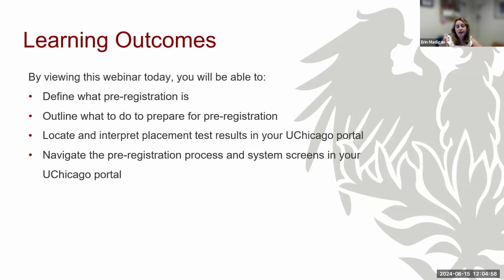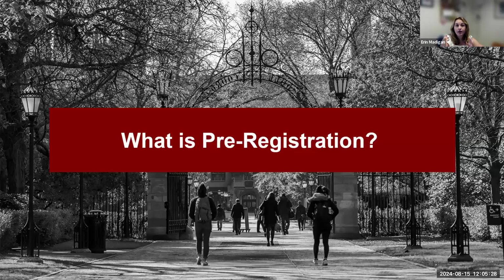Before we get started, I'm also going to cover some of the learning outcomes that we have for our time together today. Pretty much exactly what we're hoping to cover in the agenda. By viewing the webinar today, you should be able to define what pre-registration is, outline how you can prepare for pre-registration, locate and interpret your placement results in My.UChicago, as well as feel confident navigating the pre-registration process through My.UChicago next week. So, what is pre-registration?